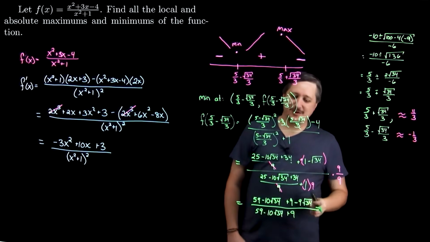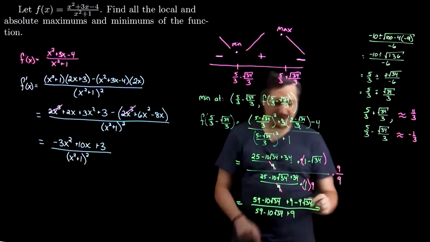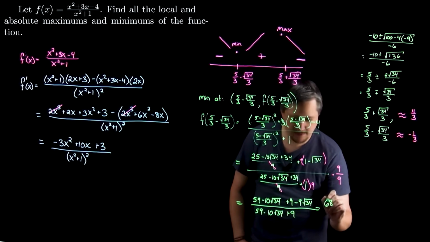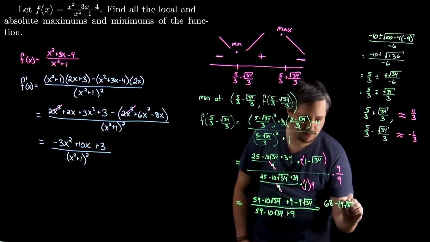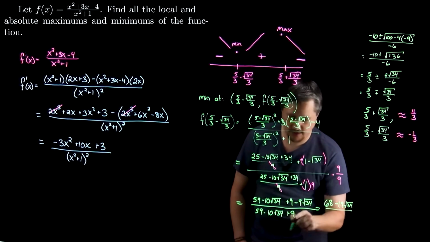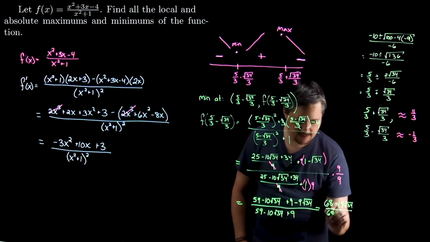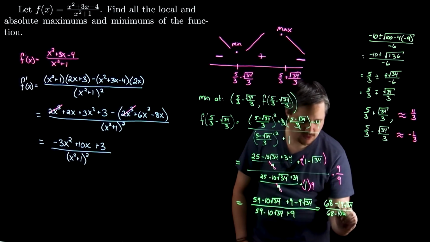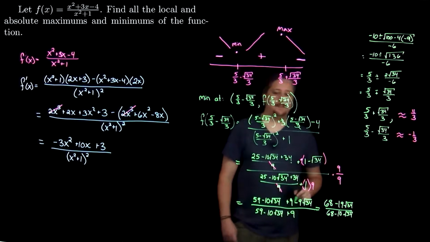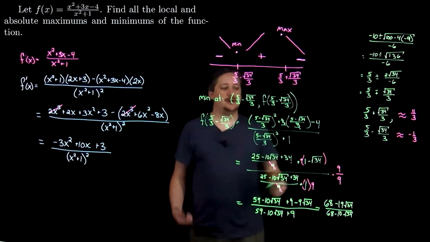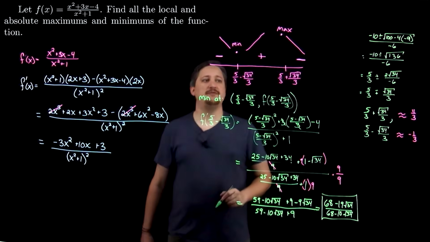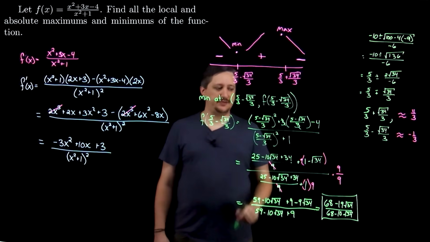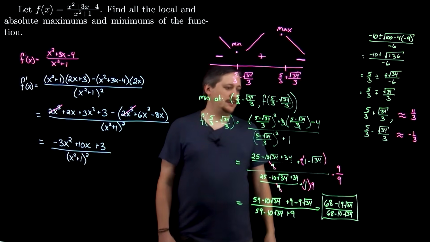All right, so putting together all my like terms finally, I'm going to get 68 minus 19 root 34 over 68 minus 10 root 34. All right. So this is my value. So I have a minimum at that beast, which is pretty bad.